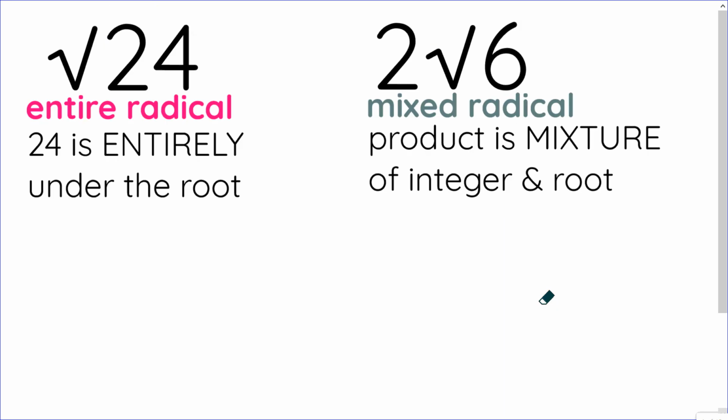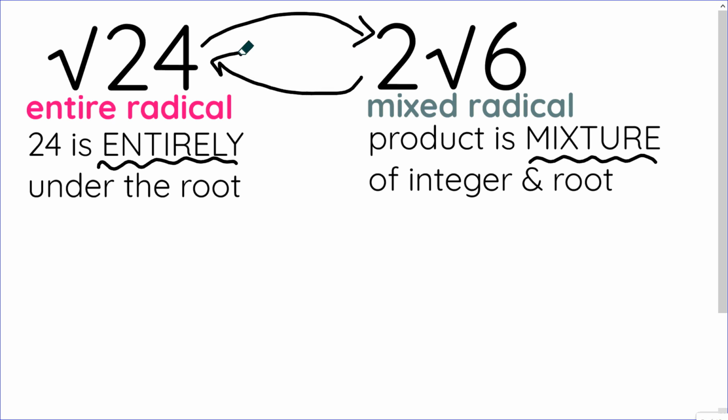Last piece of terminology I want to cover is entire versus mixed radicals. Now, entire radicals, exactly as it sounds, are numbers or roots where the radicand is entirely under the root. The number is entirely under the root. A mixed radical is a mixture of an integer and a root. So what we're going to be doing in this video is looking at how do I go from entire to mixed radicals, and how do I go from mixed to entire radicals.